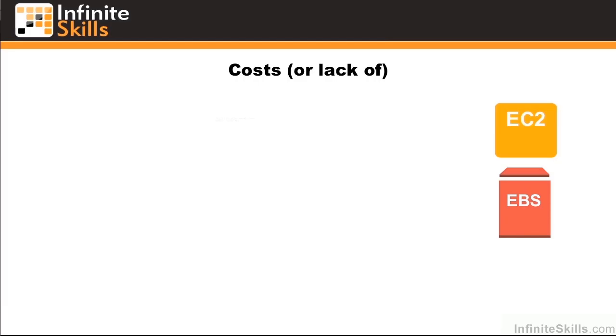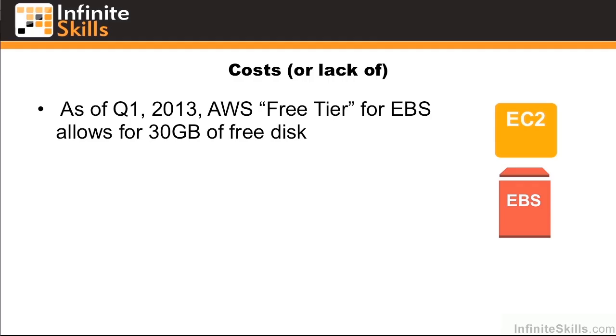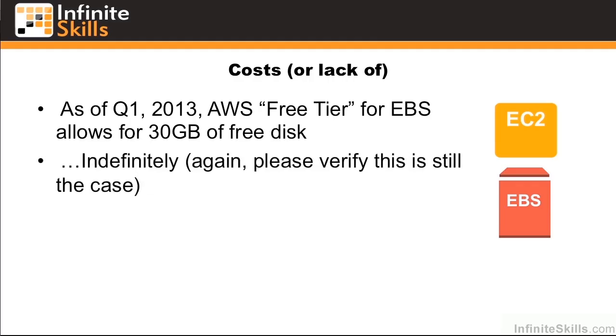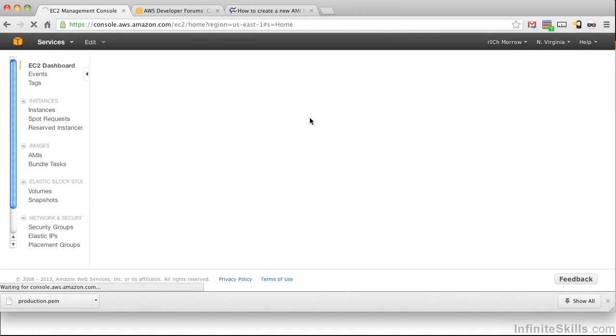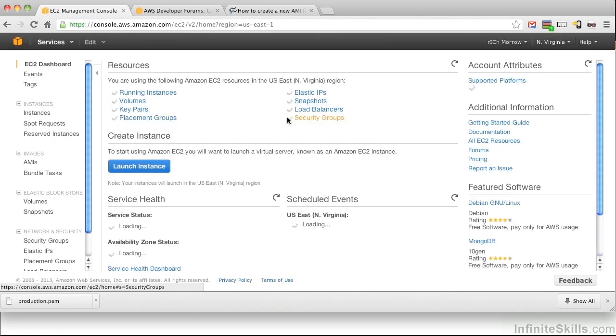The costs for most of this exercise fall under the free tier for EBS, which allows 30 gig of free disk, indefinitely. Again, please make sure that this is still the case as of this lesson while you're viewing it. Another important thing to note here is that we actually spun up 2 instances. That second instance is going to come at cost. So let's go ahead and kill it now.